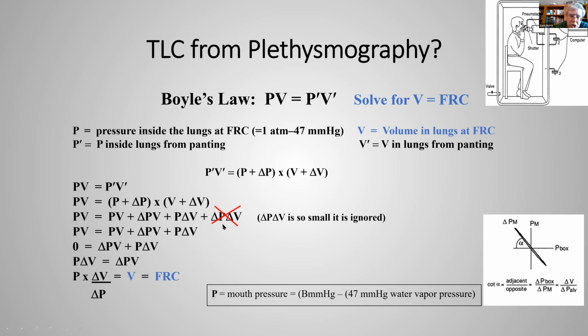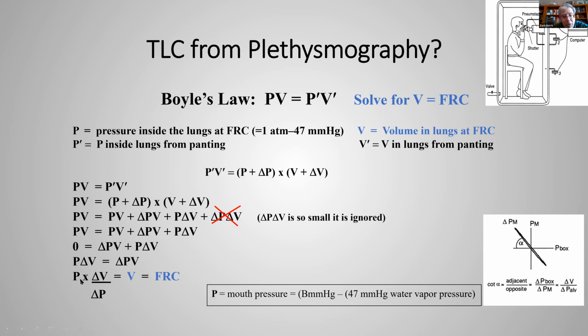During the panting, the change in pressure and volume is such a tiny number compared to these, we can actually cross it out and eliminate it. Now we're left with this, and notice how these two can cancel each other out. They make zero. So now zero is equal to this. Simple algebra here, guys. Then we simply move one of these to the other side of the equation, and at that point we want to solve for V, the FRC. So this is what you're left with.